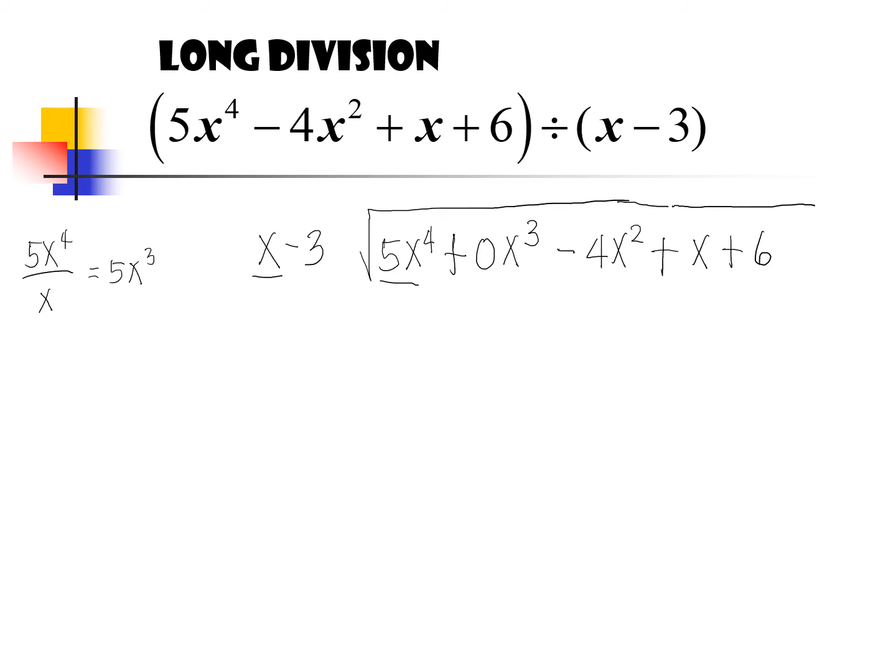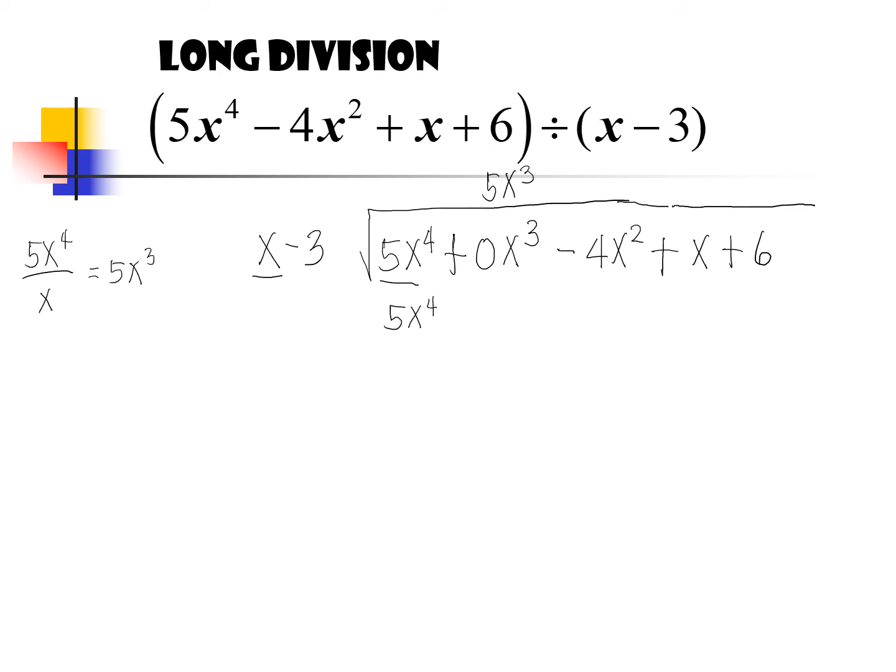So where do we put the 5x to the power of 3? Of course, here on top of the term with the same power. So we have 5x to the power of 3. And after that, we multiply this term with our terms here in the divisor. So 5x cubed times x, that's going to be 5x to the power of 4.